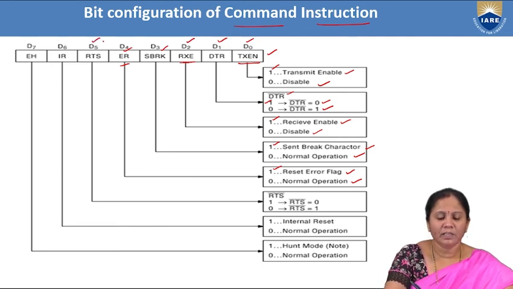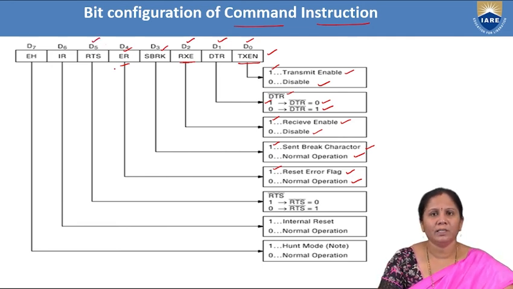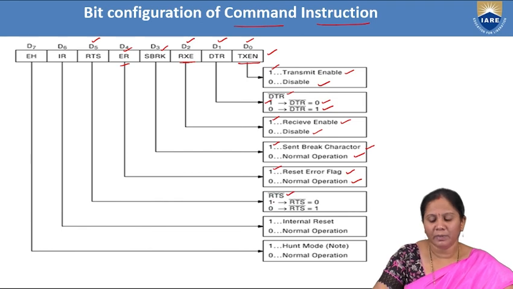And the next D5 bit is RTS. RTS represents request to send. This is an active low signal. If that bit is 1, RTS bar is equal to 0, that means the request to send operation will be done. If it is 0, RTS bar will be 1, that means it will be disabled.